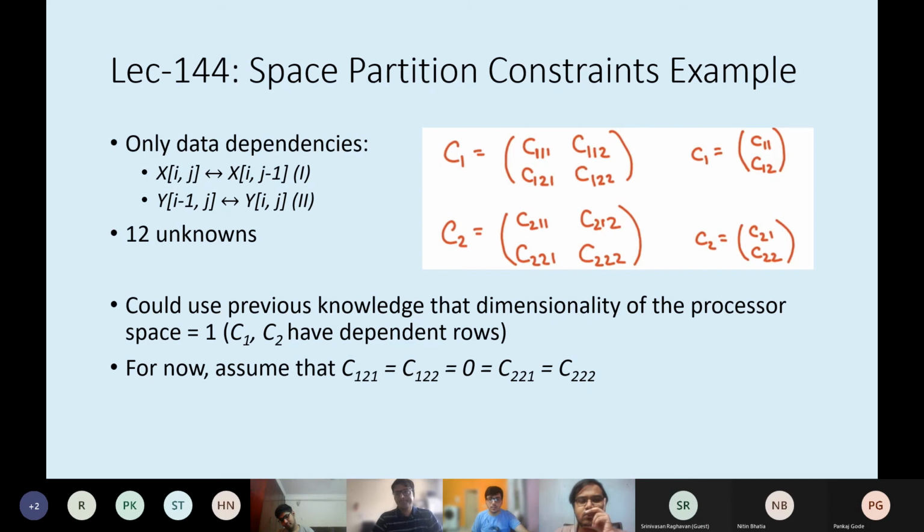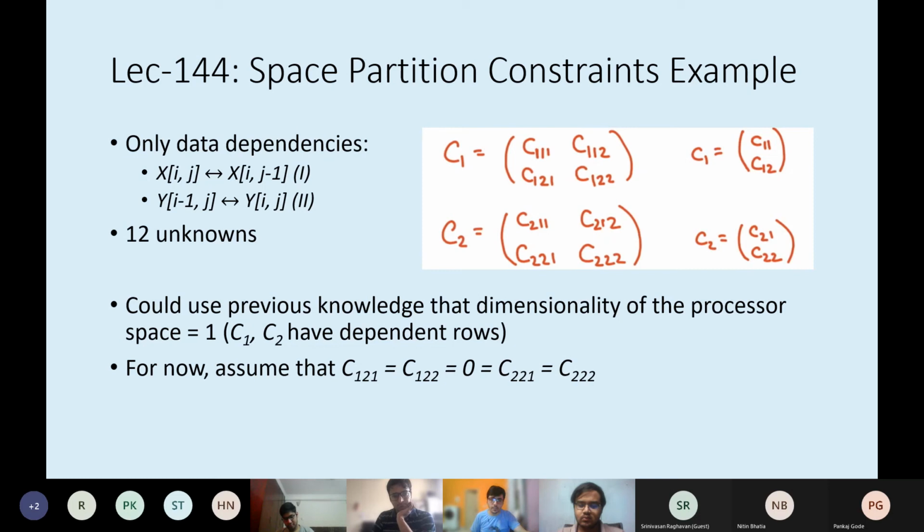Since we had a loop depth of two, the max possible rank of these matrices, capital C1 and capital C2, would be two. So if we want the most general solution, we have a square matrix of 2 by 2, where the column represents the loop depth, which is 2, and the row represents the dimension of the processor space, which we are assuming to be 2 for now. If it was less than that, the solution should denote that.